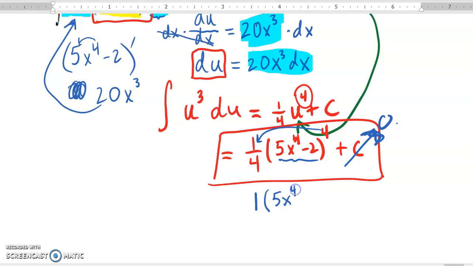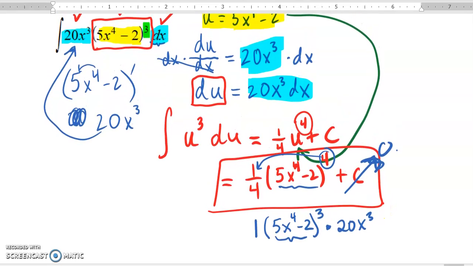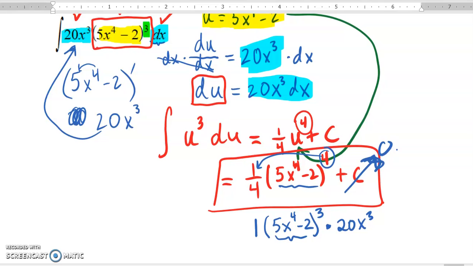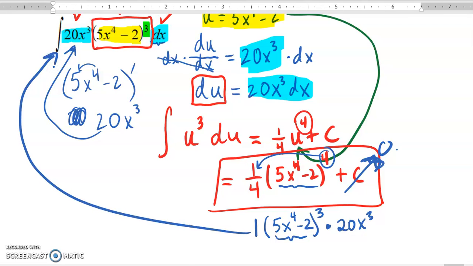I'm going to leave the inside, and then my 4 becomes 3. That's the power rule. Then I have to multiply times the derivative of the inside. This is my chain rule. And the derivative of my inside is going to be 20x to the third, because the derivative of -2 is just 0. So now if I look at my original problem, you can see that I did this right because all of these pieces match with what I have in the original problem.